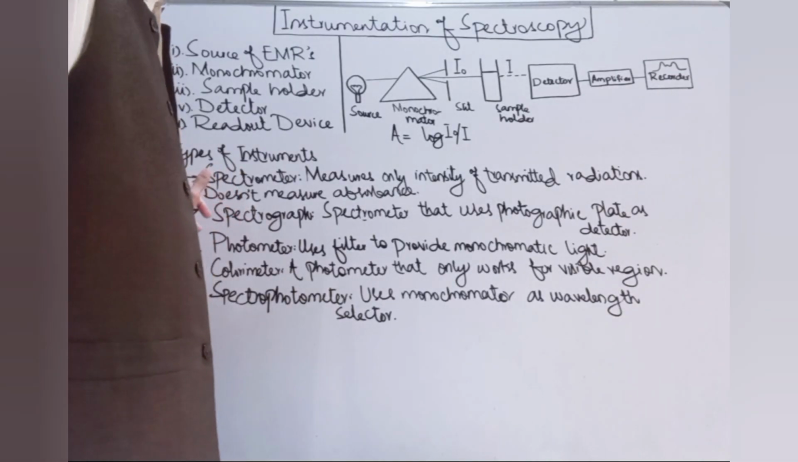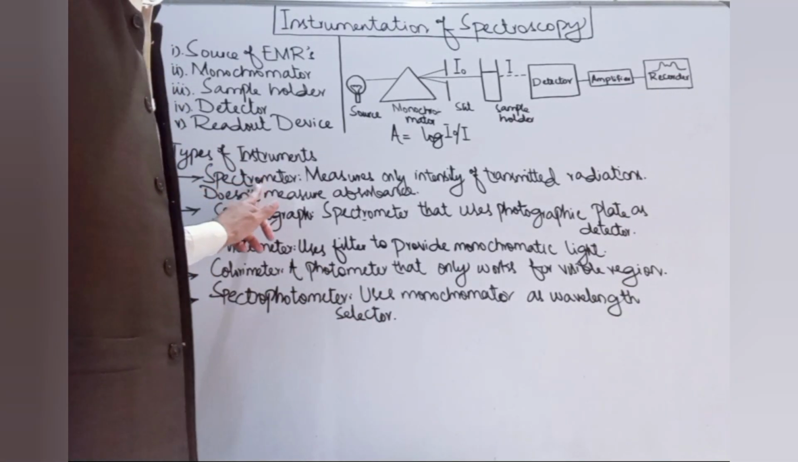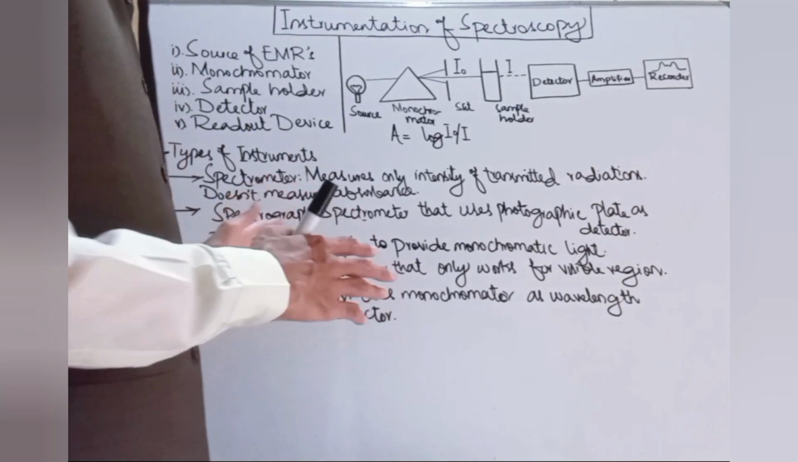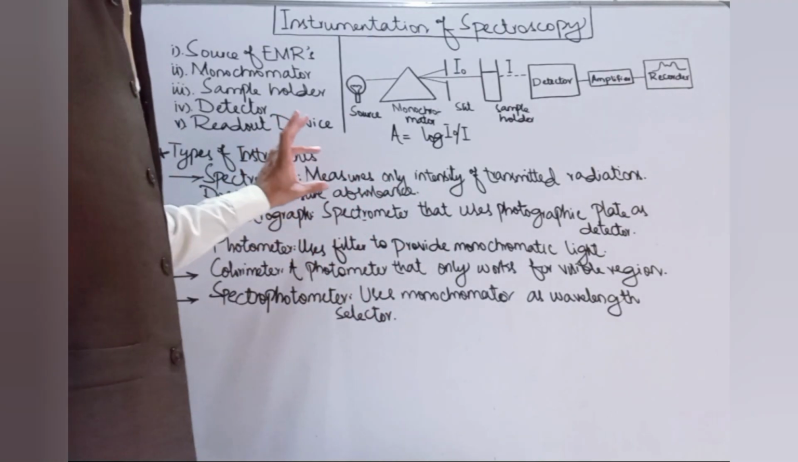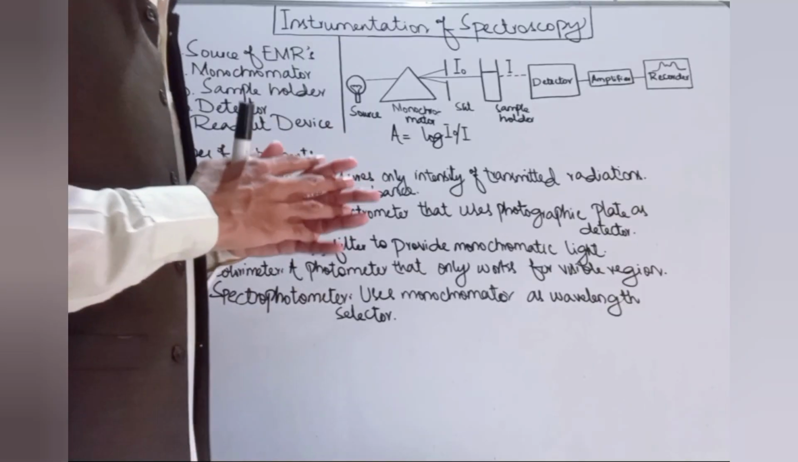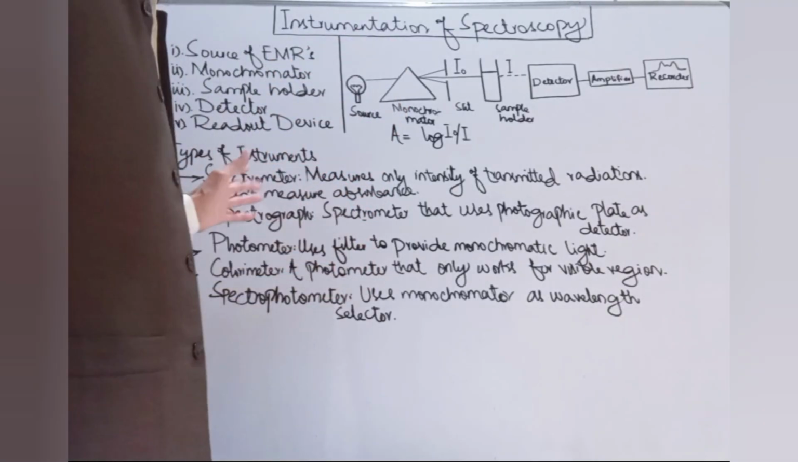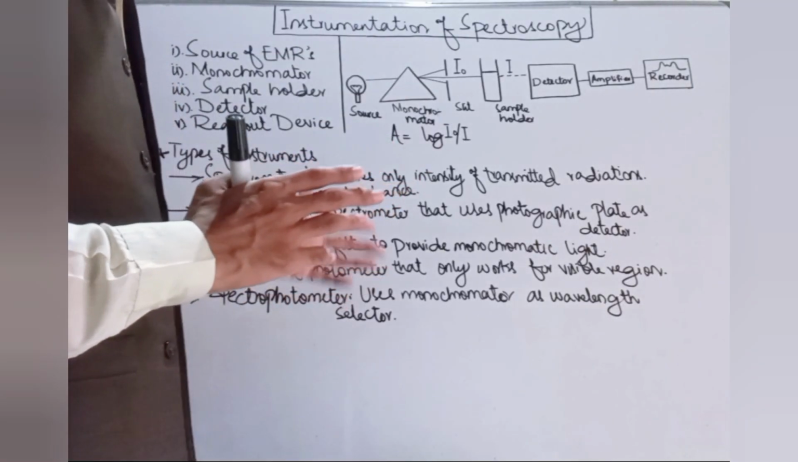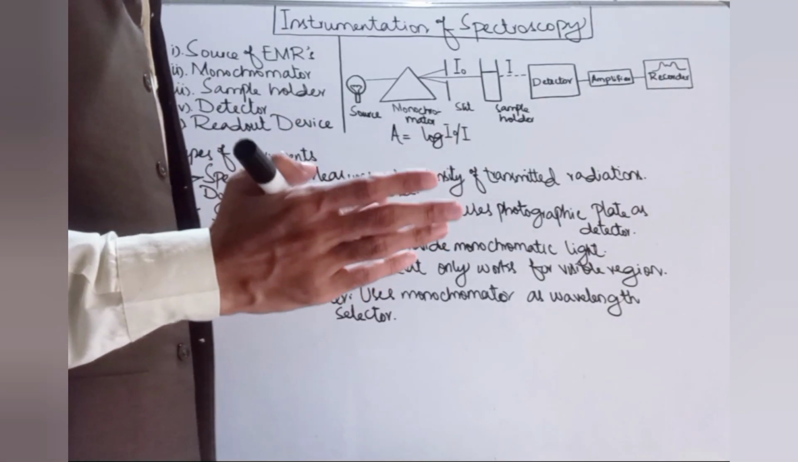So here we talk about the different types of the instrument and their different variations. The first one is the spectrometer. It measures only the intensity of the transmitted radiation and does not measure the absorbance. So this is a device that is aimed only at measuring the intensity of the transmitted radiation. It has nothing to do with the absorbance. So there is a system later in the device that can find out the difference between the intensity of the incident radiation and that of the transmitted radiation.